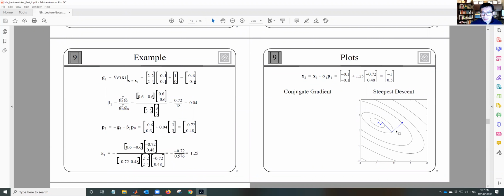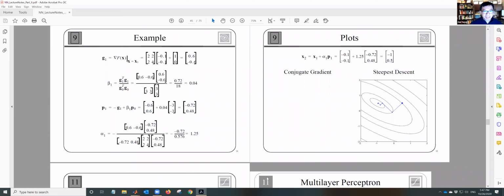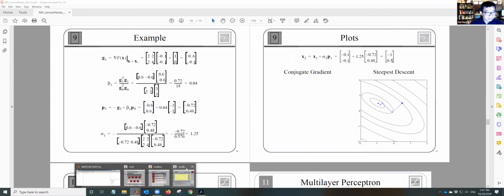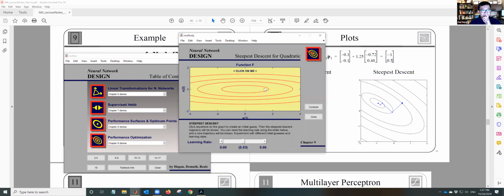So this is steepest descent with minimization along a line, and this is a conjugate gradient. Why is the conjugate gradient missing? But don't worry, I'm going to show you right here. There's no conjugate gradient, so first, let's have a look at the gradient.